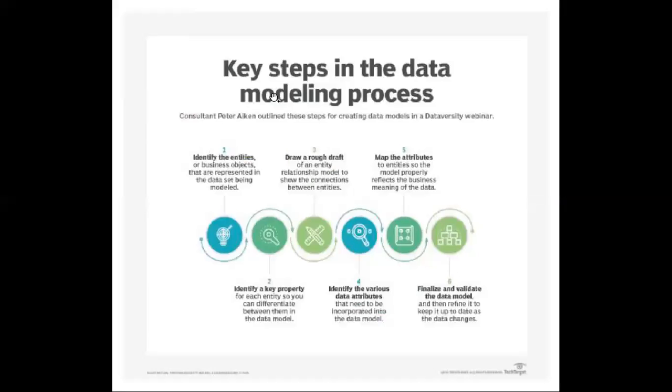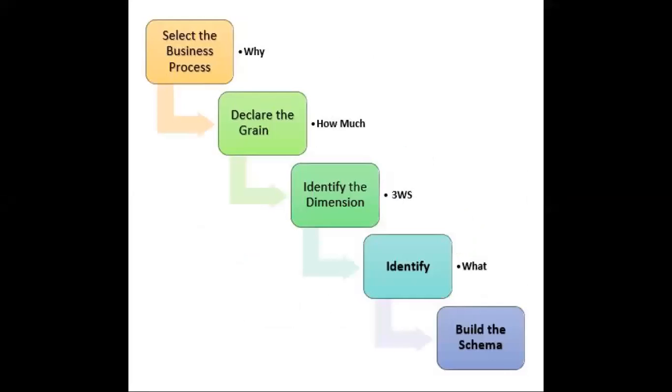Then the key steps under the data modeling process: identifying the entities, identifying the key properties, drawing the rough draft, identifying the various attributes like the parameters of that entities, fields for that table, mapping that attribute, that's a referential mapping, and finalizing and validating the data model and keeping it up to date. These are the key steps under any data modeling processes.